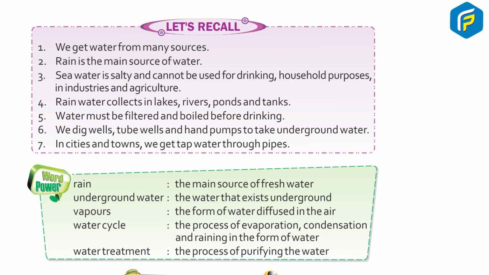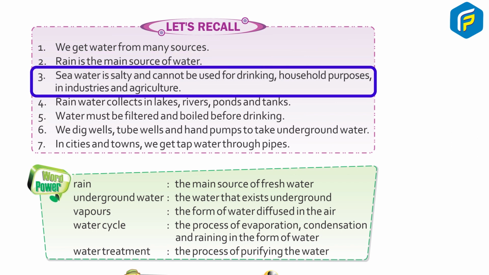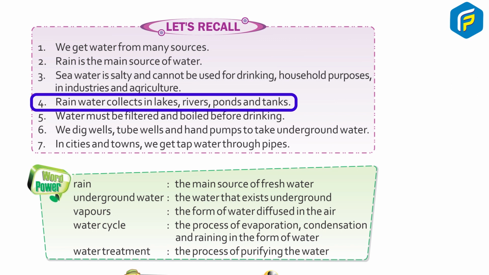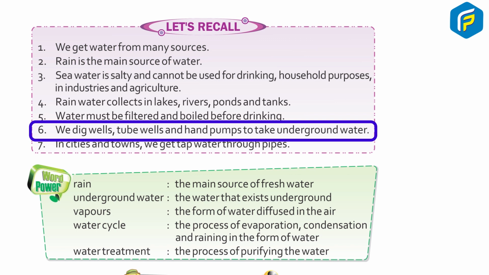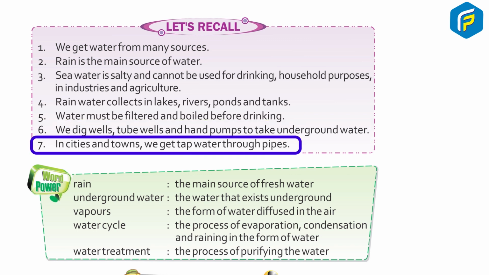Let's recall. 1. We get water from many sources. 2. Rain is the main source of water. 3. Seawater is salty and cannot be used for drinking, household purposes, industries and agriculture. 4. Rainwater collects in lakes, rivers, ponds and tanks. 5. Water must be filtered and boiled before drinking. 6. We dig wells, tube wells and hand pumps to take underground water. 7. In cities and towns we get tap water through pipes.